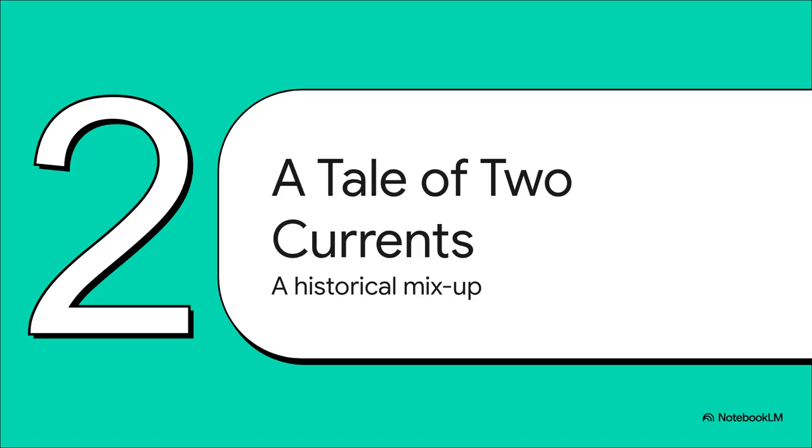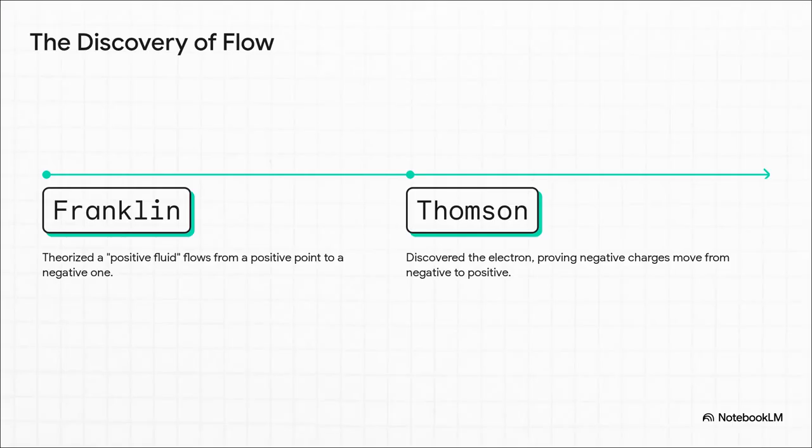Now, for a little bit of history, because this is where things get interesting. It turns out that the scientists who first studied electricity made a totally reasonable guess about which way it was flowing. But they got it completely backward. And, well, the convention just stuck. Way back, Benjamin Franklin imagined electricity as this kind of invisible fluid. He figured it flowed from a place with a positive charge to a place with a negative charge. And hey, that makes perfect sense.